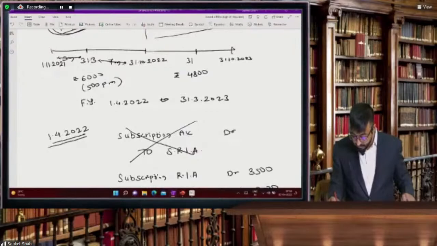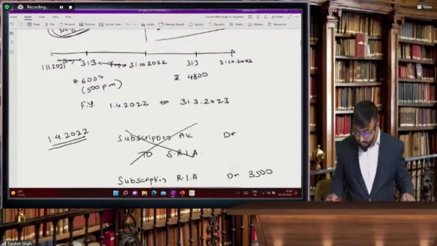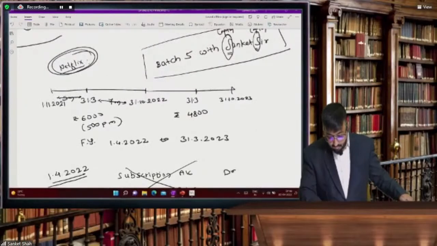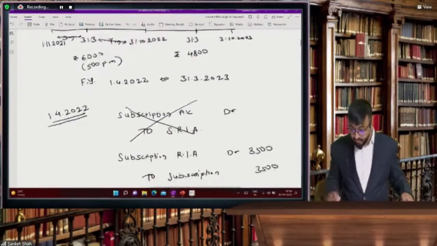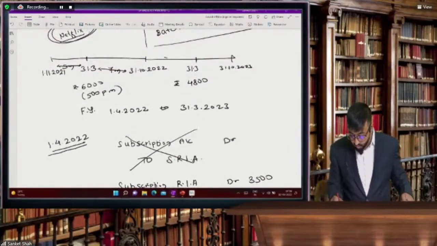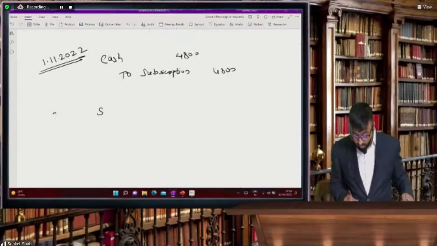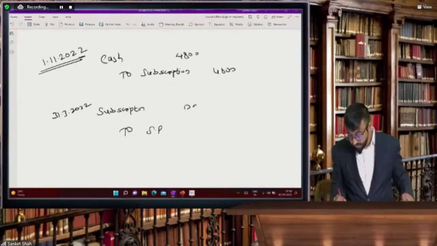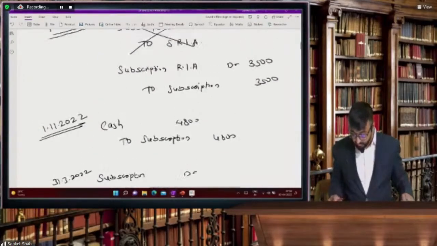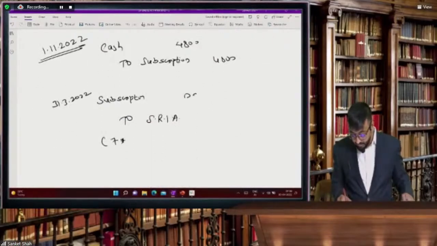And see, here you are going to record only 5 months income; the 7 months income you are going to reverse. So the second entry will be on 31st March: subscription account debit to subscription received in advance, 7 months into 400, so 2,800.